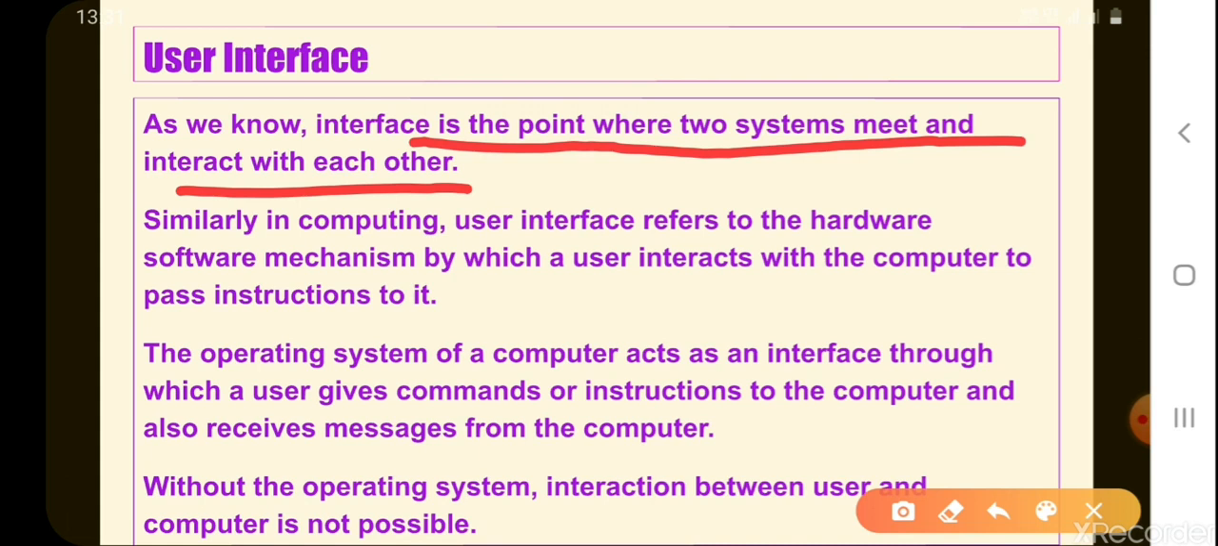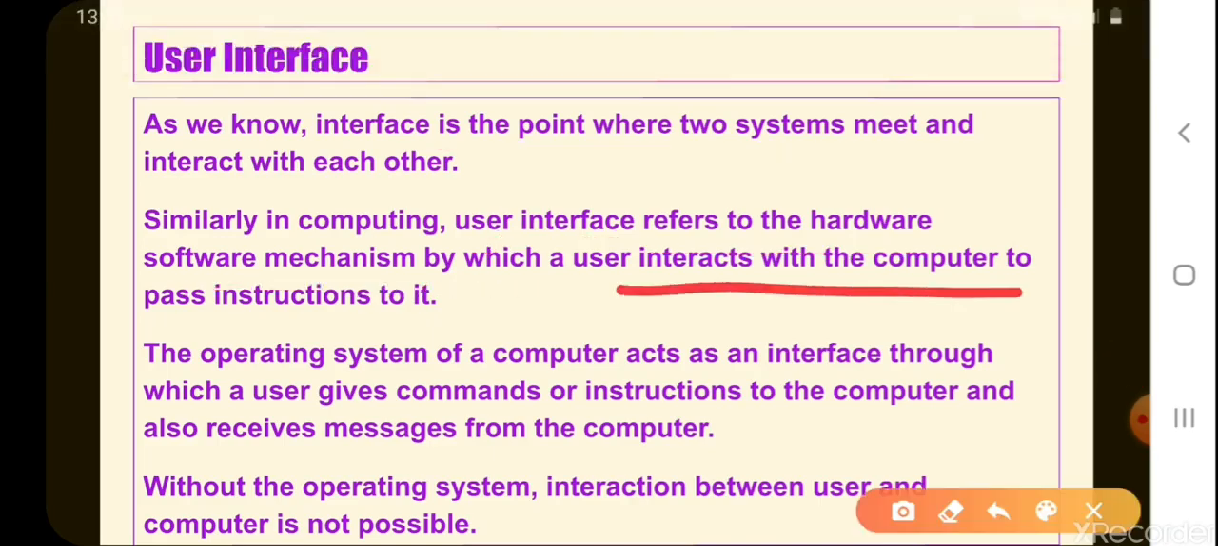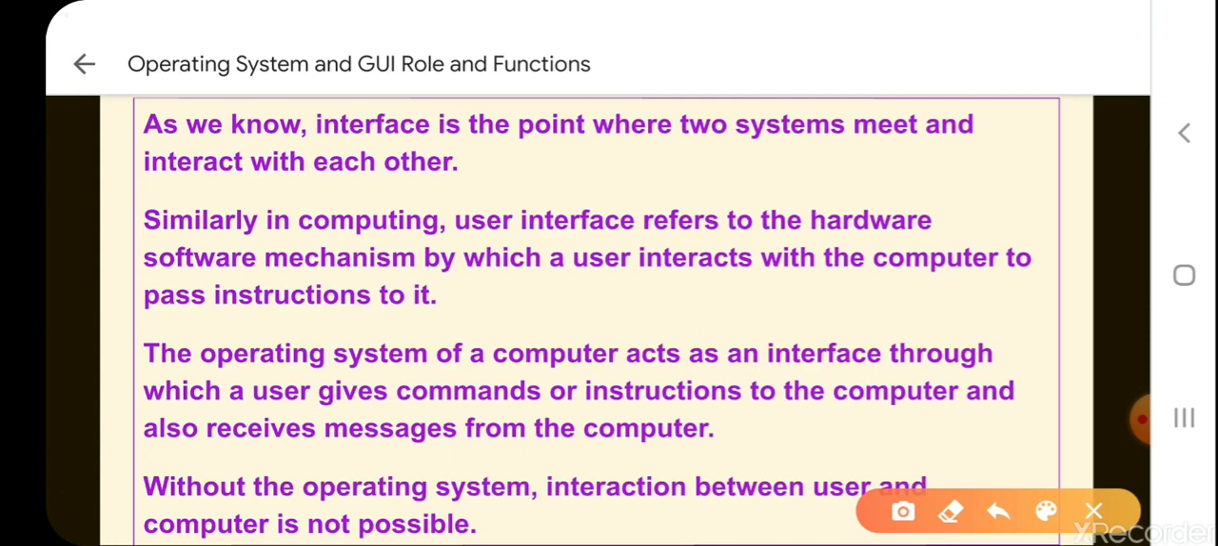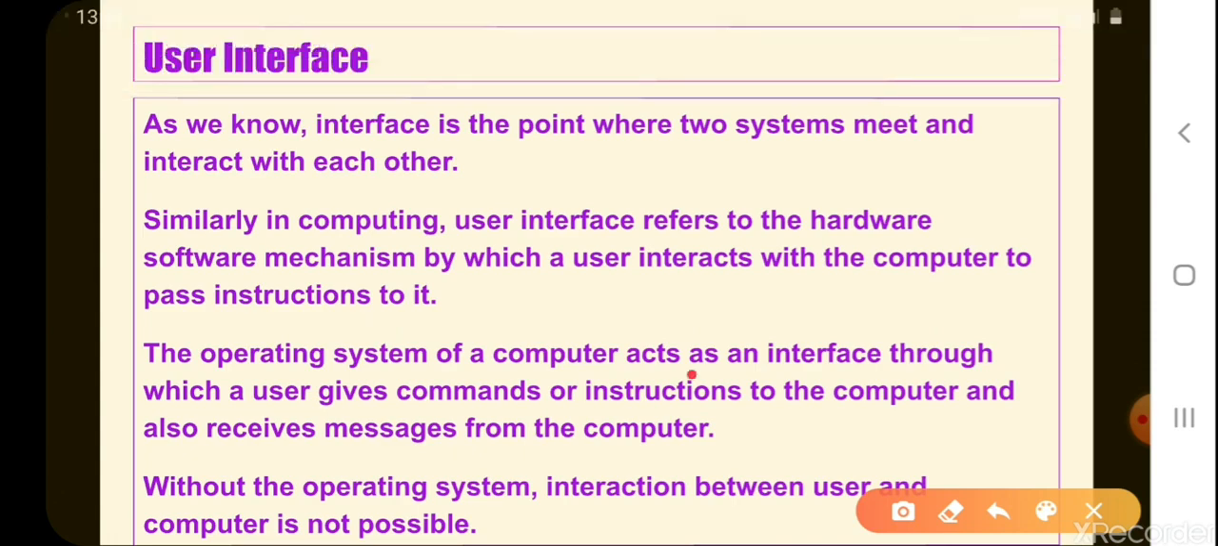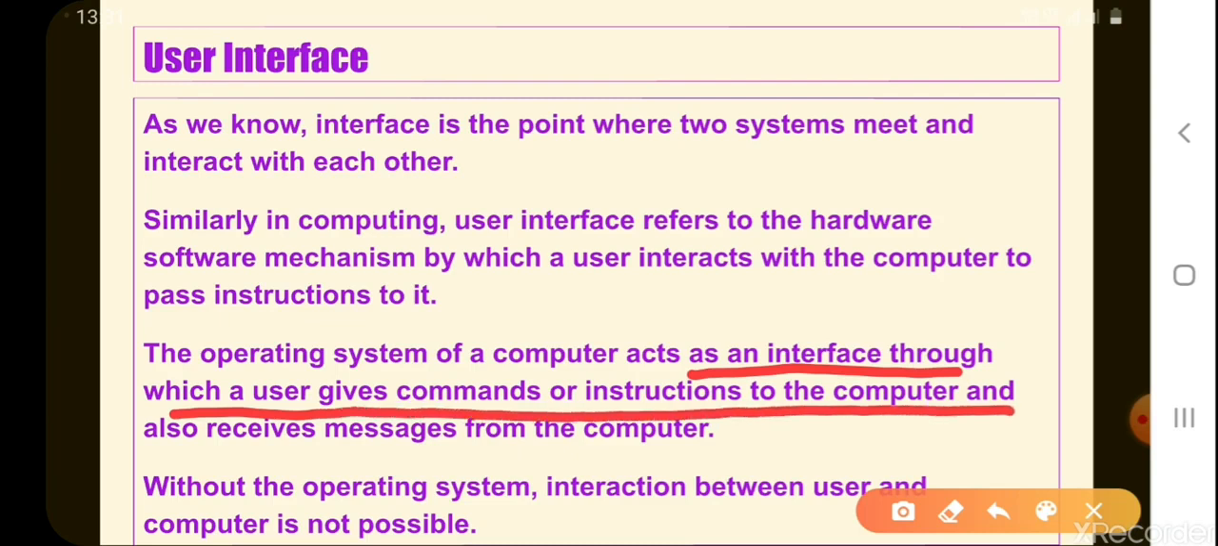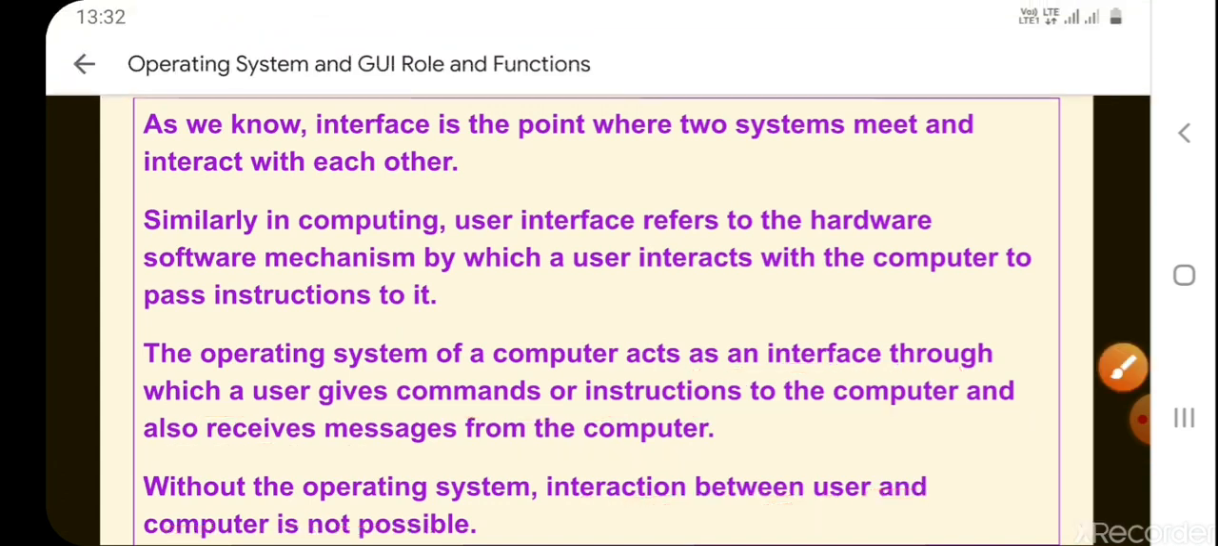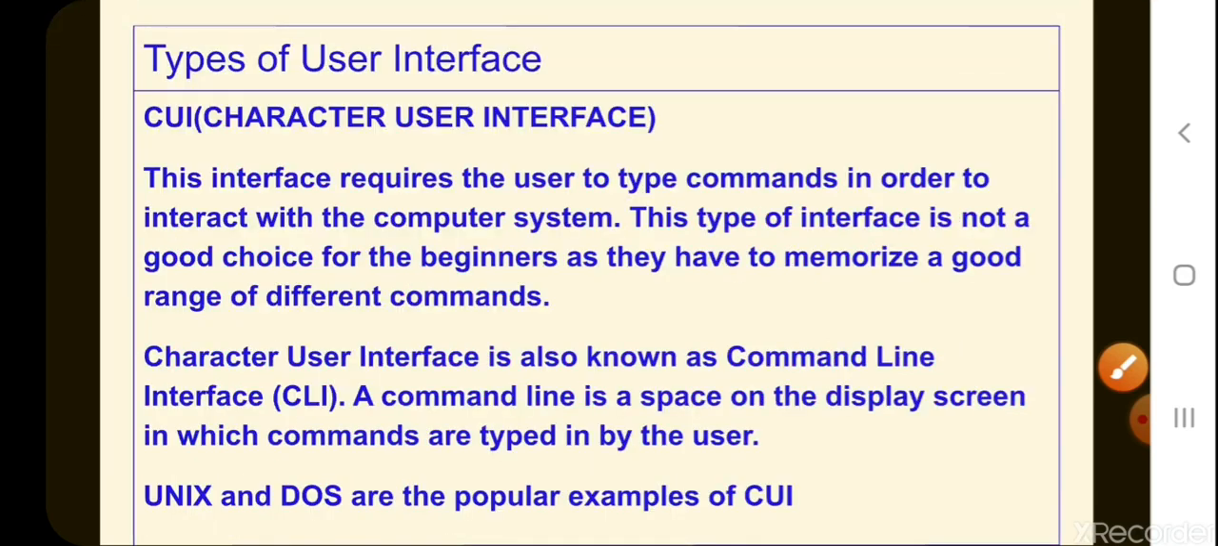Similarly, in computing, the user interface refers to the hardware-software mechanism by which the user interacts with the computer to pass instructions to it. The operating system of a computer acts as an interface through which the user gives commands or instructions to the computer and also receives messages from the computer. Without the operating system, interaction between the user and the computer is not possible. Now let's talk about different types of user interfaces.